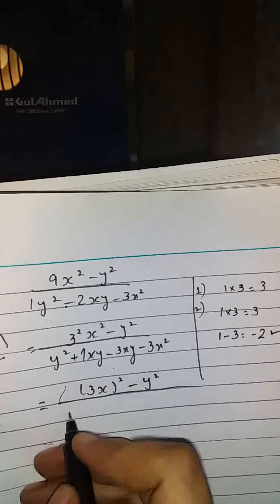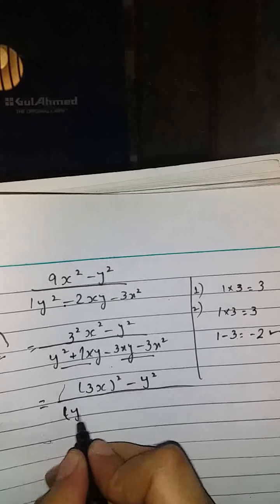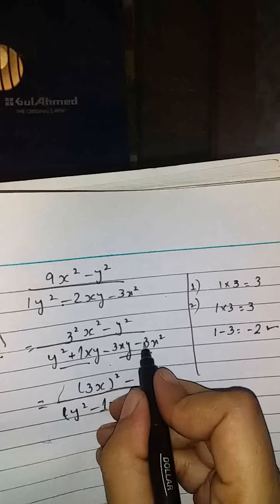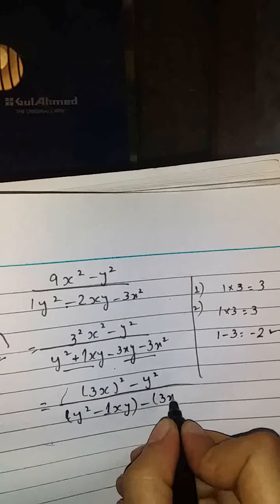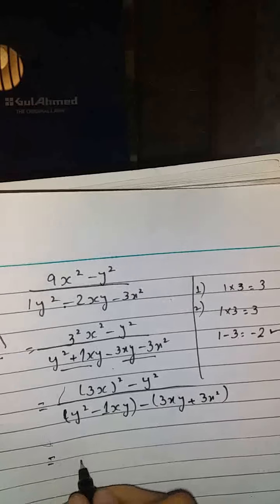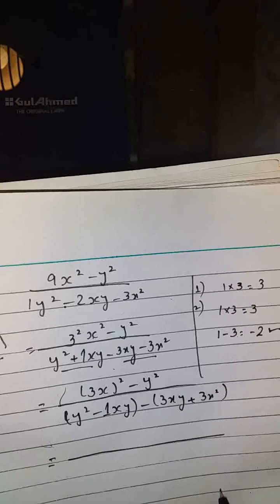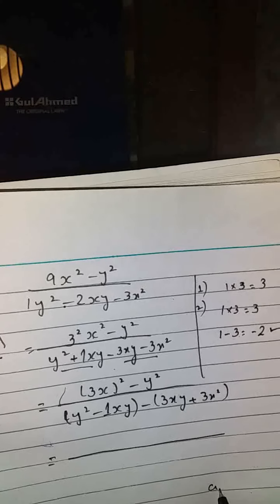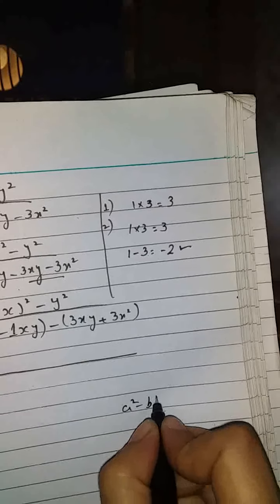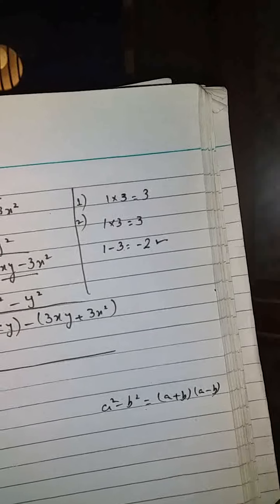Now 3 square times x square we also write as 3x whole square minus y square. Okay, now we make the factors of the denominator: y square plus 1xy, and we take common minus 3xy plus 3x square. Here we use the formula we have learned in the previous lecture. The formula is a square minus b square equal to a plus b times a minus b.